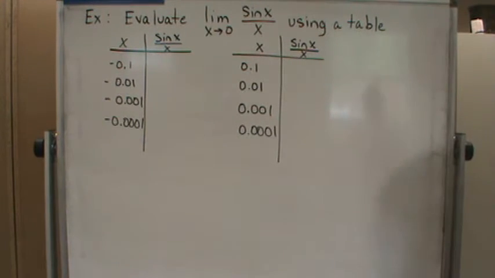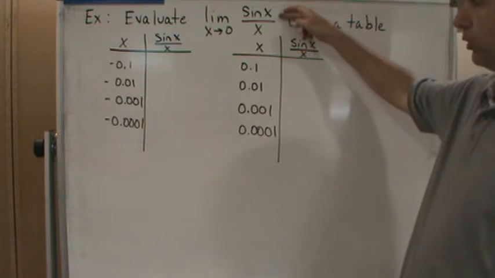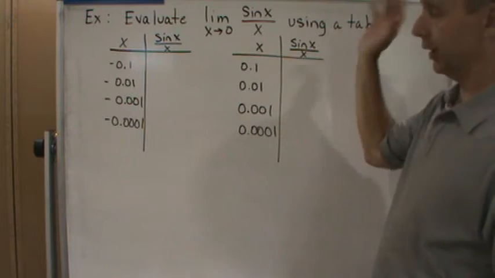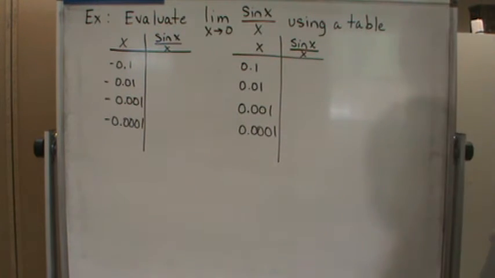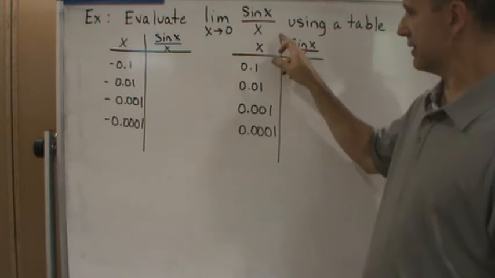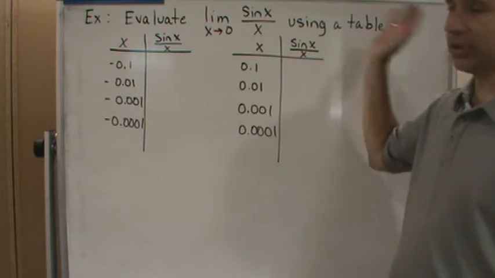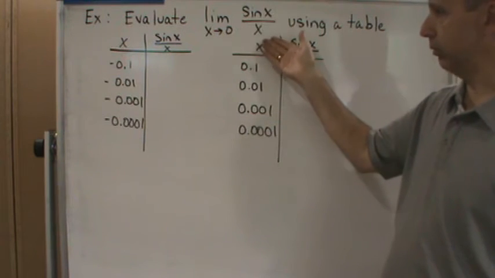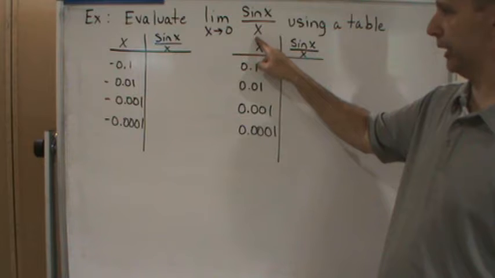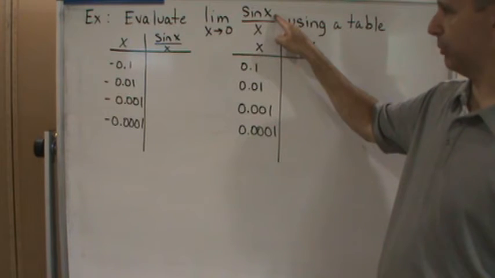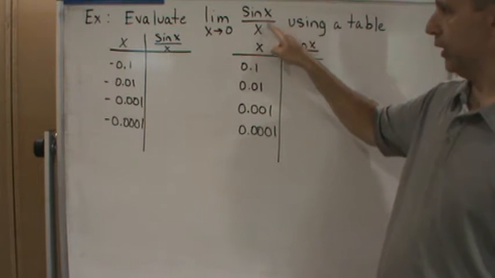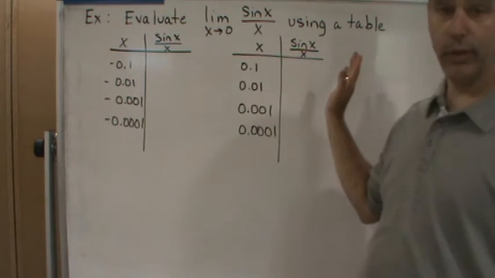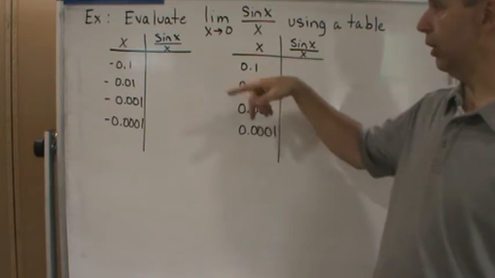Now here's the problem. Sine, as we know, bounces back and forth between 1 and negative 1. x can be anything. As x goes to infinity, we know that this fraction is going towards 0, because as the denominator gets bigger and bigger, the biggest the numerator will be is 1, so the denominator overpowers it and it ends up going towards 0. But we're not going towards infinity. We're going towards 0.